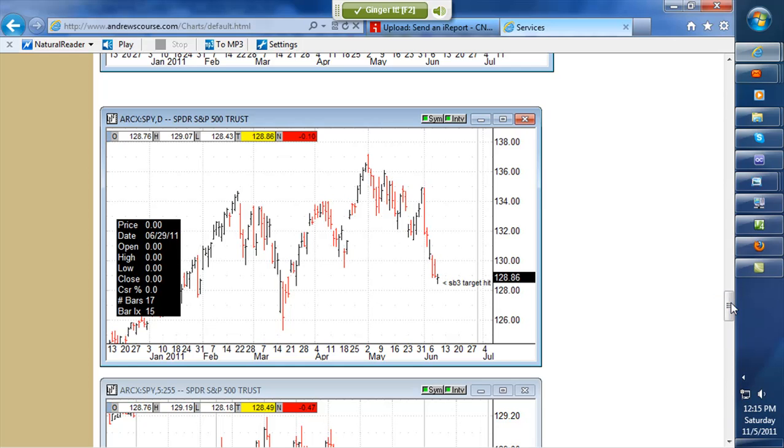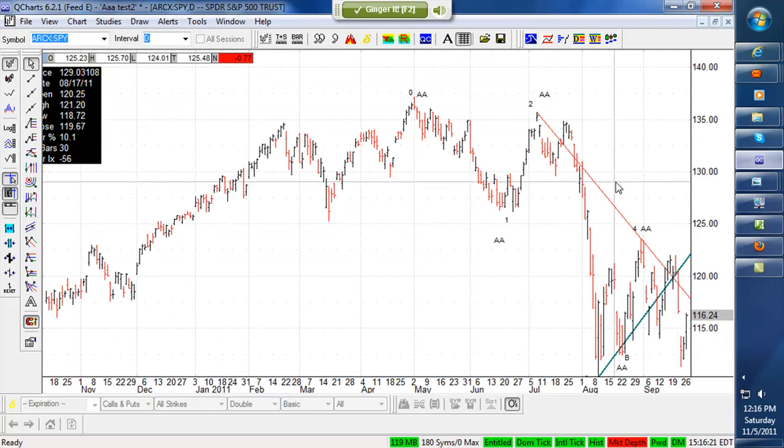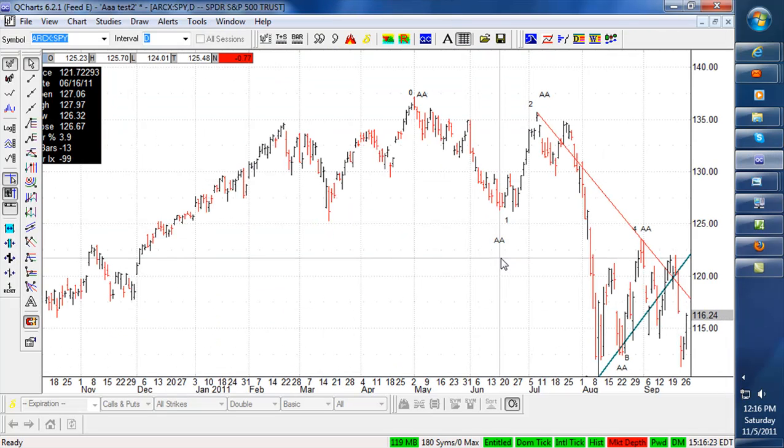128.86. Okay, and SB3 is an interesting indicator because what it does is it typically shows you a trend reversal within, it uses intraday charts and shows you that within 75 minutes of the trend reversing, which is kind of neat. So this was at 129 roughly, and roughly on June 6th. Let's see what happened again. Okay, 129. Where's June 6th? Oh, there we go.